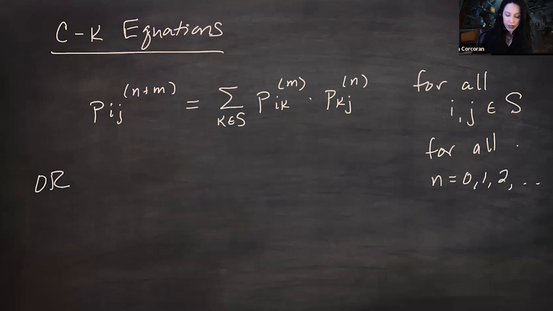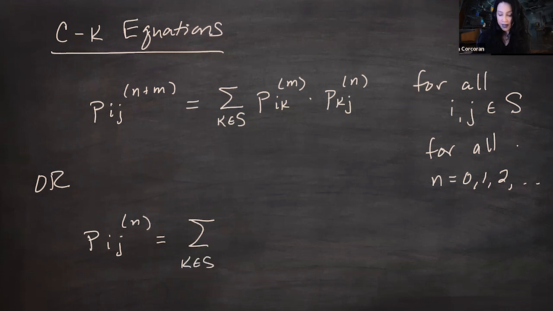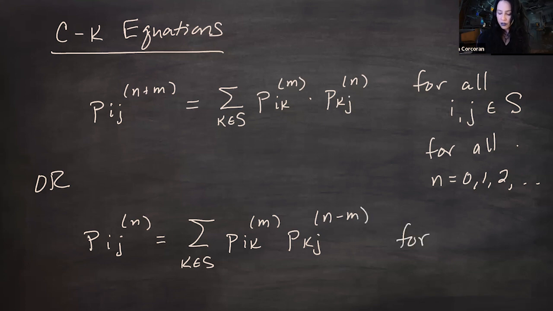Another way to write this is to say the probability I go from i to j in n steps is, so not having n plus an additional m steps, but just stopping somewhere before the n steps, it's going to look similar. The sum over k in the state space of the probability of going from i to k in some m steps, and the probability of going from k to j in the remaining n minus m steps. And this has to hold only for m from 0 up to n. I never liked this one as much.